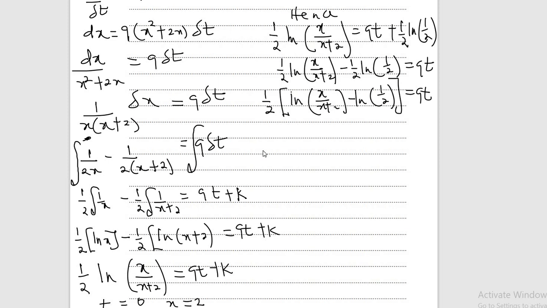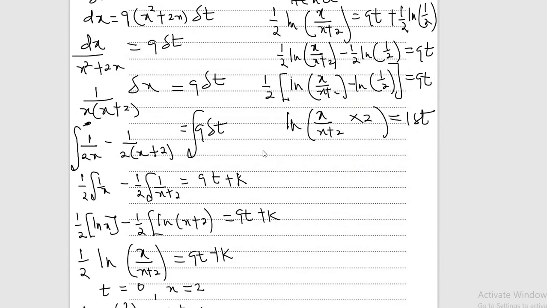At the end of the day, multiply both sides by 2. So I use the law of logarithms. This will give us ln of x over x plus 2 divided by half, that's times 2, equal to 18t. So at the end of the day, we have ln of 2x over x plus 2 equal to 18t. Ln is log base e, so 2x over x plus 2 is e raised to the power 18t.